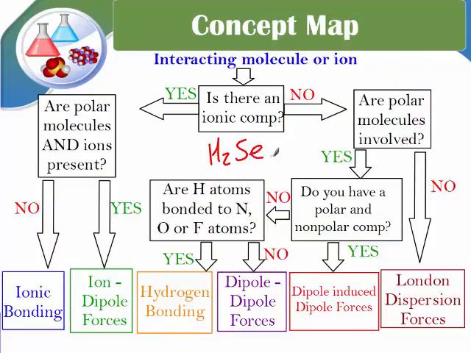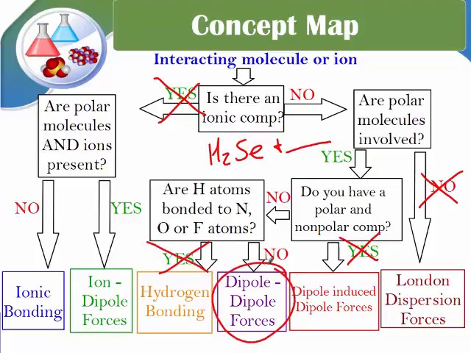So first, is there a metal? Nope. So it's not ionic. Do I have polar molecules involved? Yes. Do I have a polar and a nonpolar compound? No, because again, it's not and something else. Do I have hydrogen attached to N, O, or F? Nope. So it's dipole-dipole.